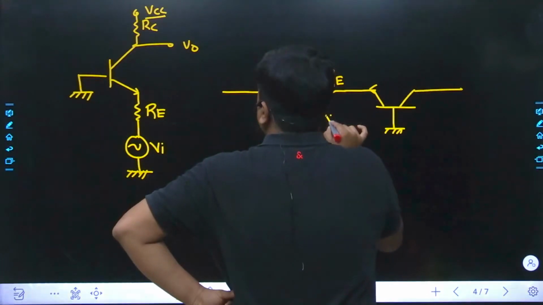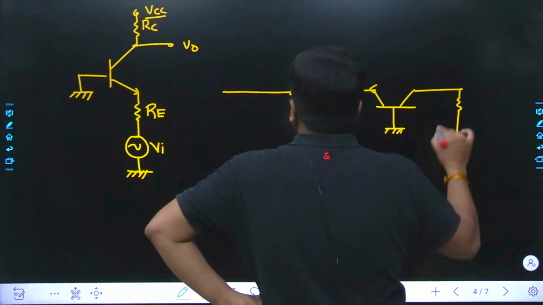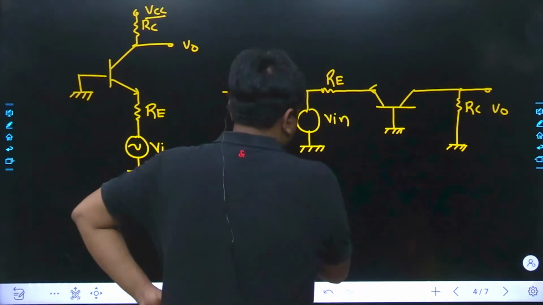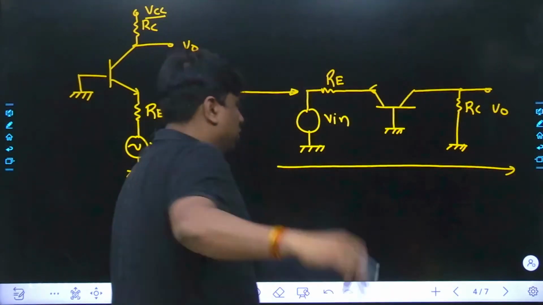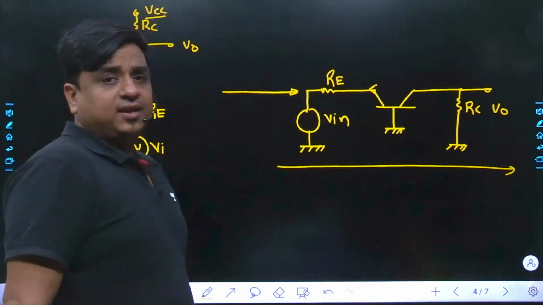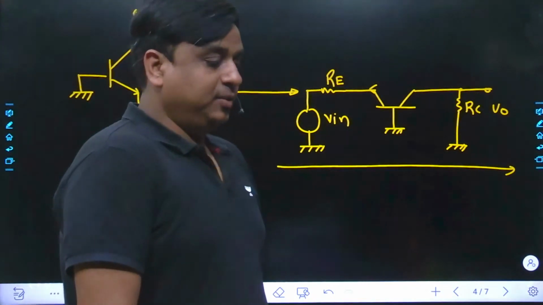It has been RE, it has been VI, it has been RC, and it has been V0. Ravi, now the question goes back to you itself. Tell me whether this circuit carries the feedback or not.